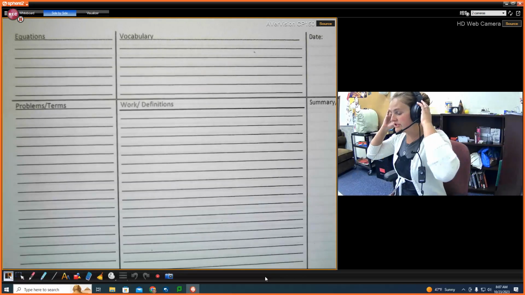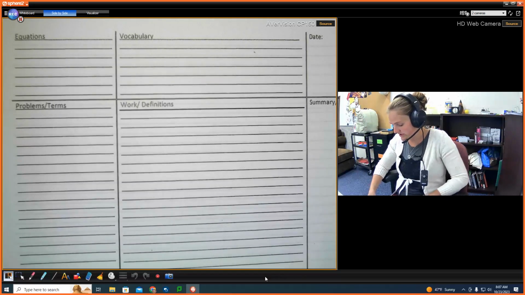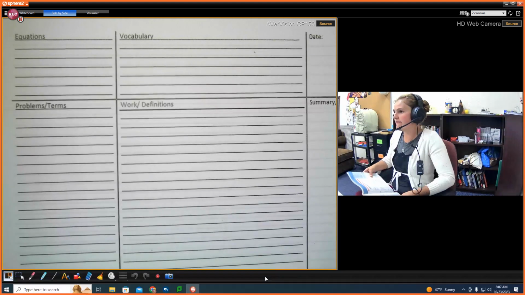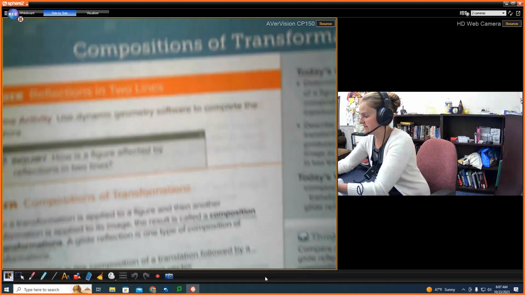Okay, so we're starting on page 259 this week. Wait, just kidding. We're starting on page 261 this week. We're starting 4-4. We're doing 4-4, 4-5, and 4-6.